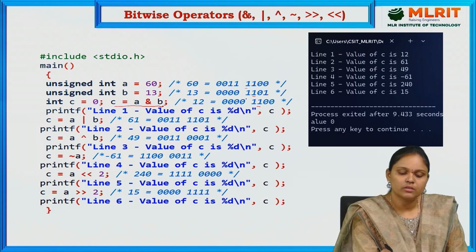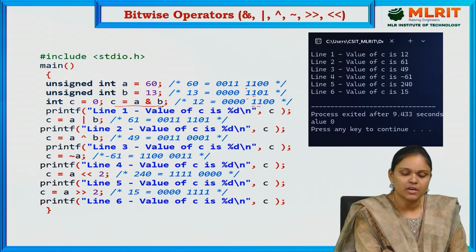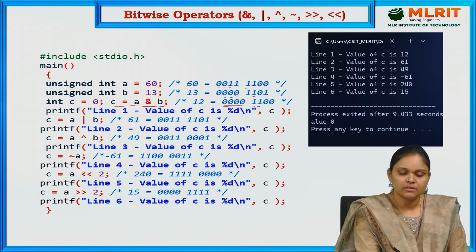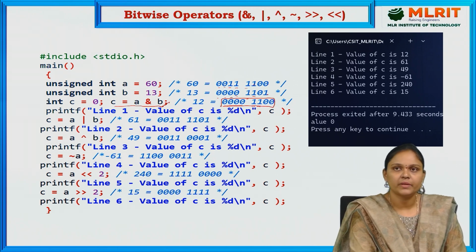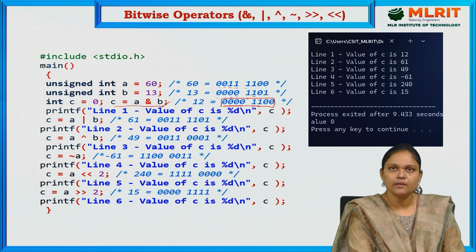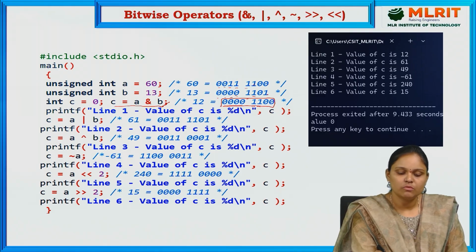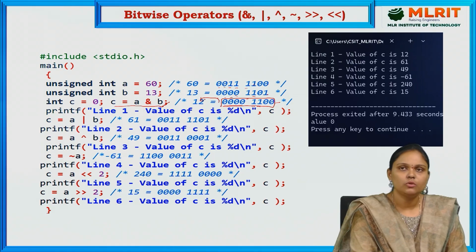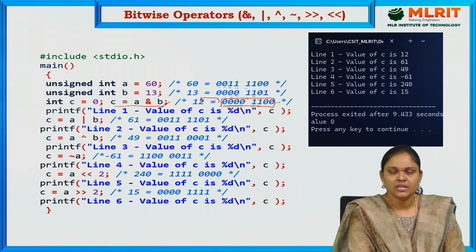1 and 1: here also the two bits are 1, so we got the bit as 1. 1 and 0 will be 0, 1 and 0 is 0, 0 and 0 will be 0. So here all the remaining bits we have got are 0. This is the resultant value that we have got by using this bitwise AND operator. We convert it into decimal, and we get the value 12. So the answer is 12.